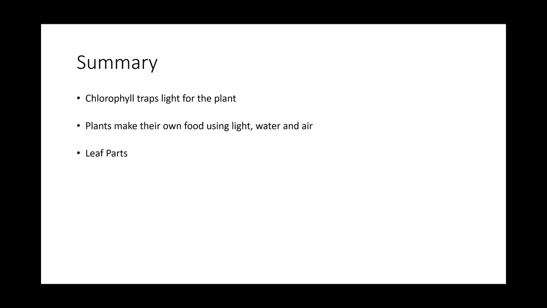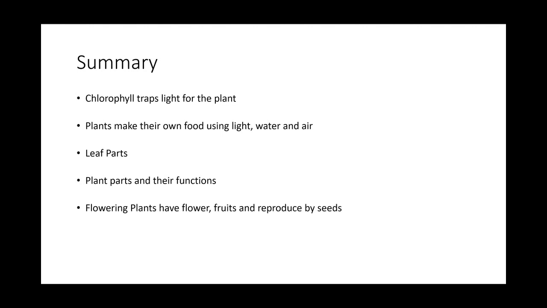Okay, we have learned the different parts of a leaf, plant parts, and their functions. Do you know the different parts of the plant? You know where they are and how to spell them. You also need to know what they do. Okay, flowering plants have flowers which turn into fruits and then reproduce by seeds, and therefore non-flowering plants are the opposite, they reproduce by spores. Okay, so as I mentioned earlier, anything with the word fern is a non-flowering plant. Moss is also a non-flowering plant.